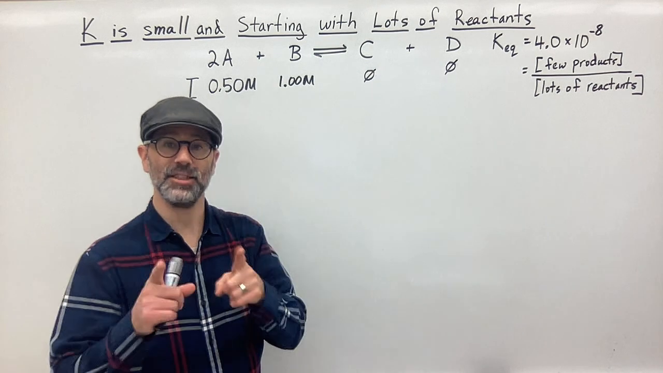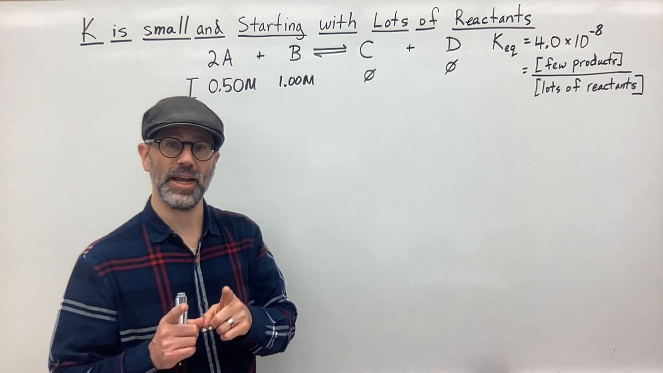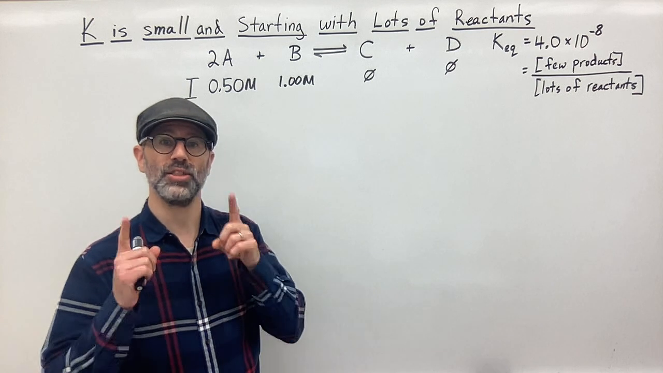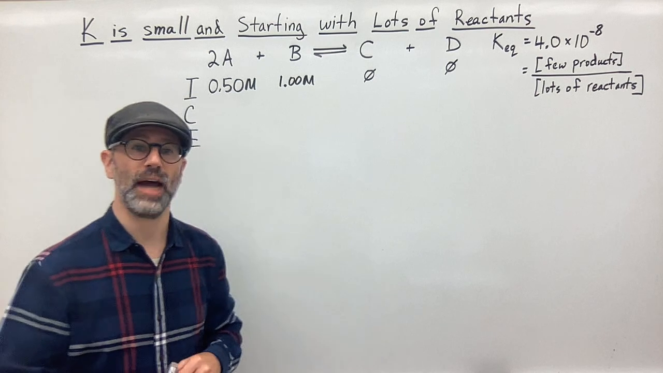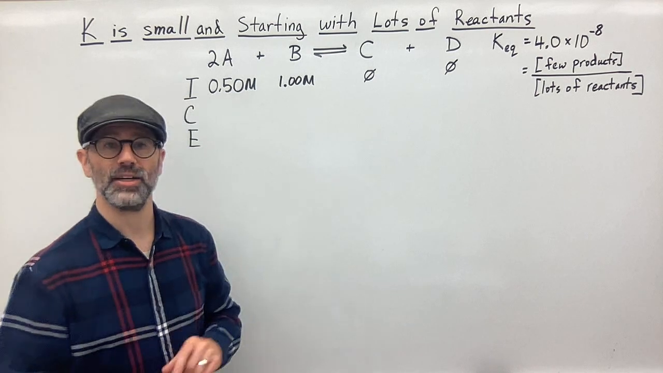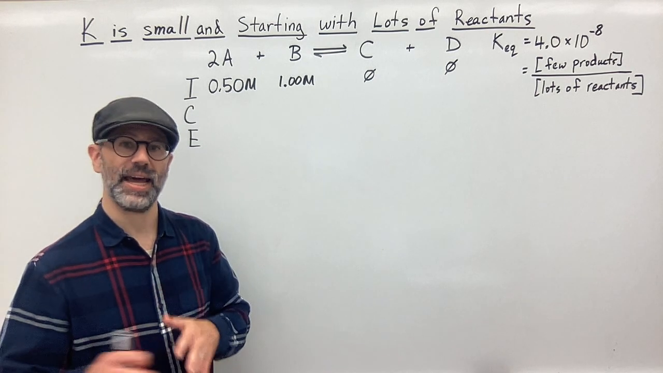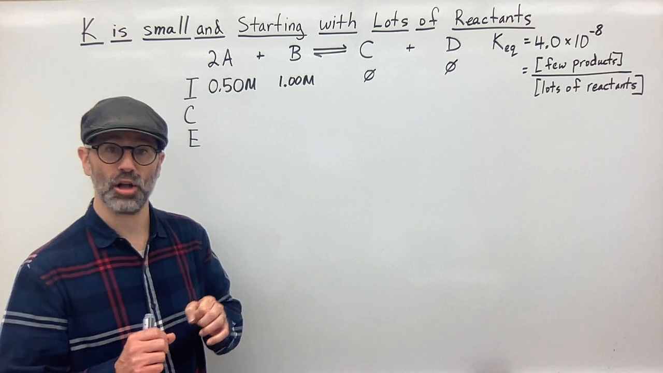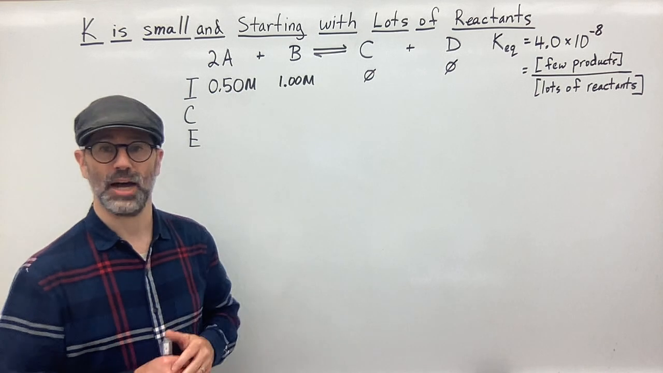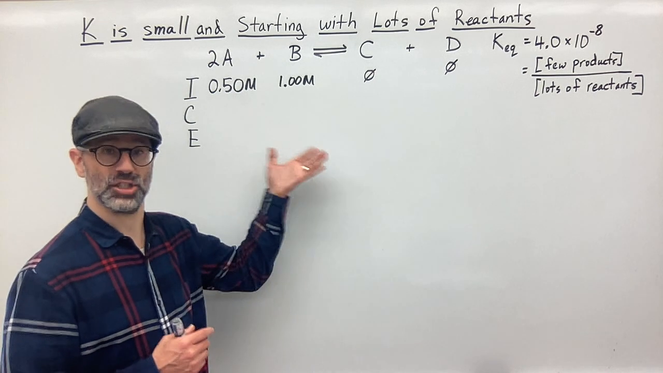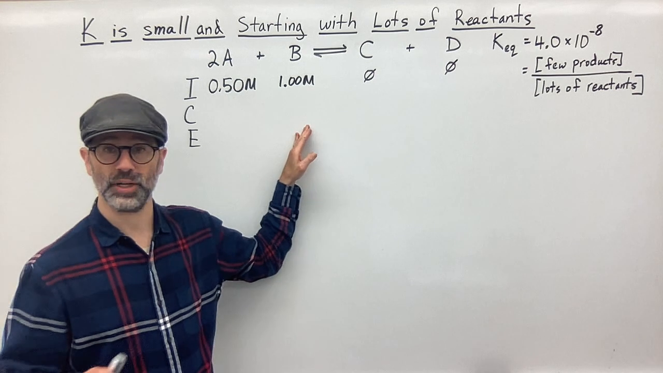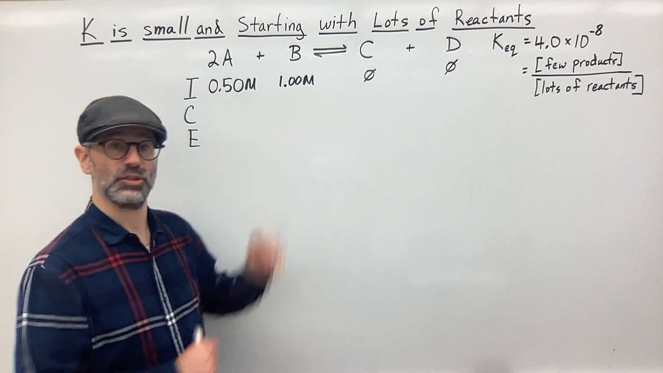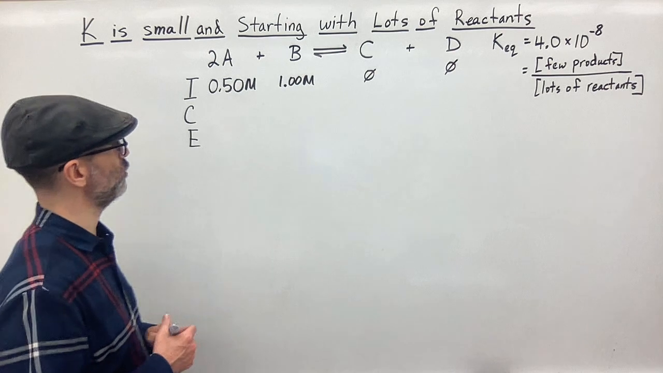And in that situation, if I have a reaction that is shifting towards the non-favored side, I can go ahead and do an ICE table, and then I can neglect x and do my x is small approximation and do my calculations that way. So I know I can just go ahead and do an ICE table here. I don't have to do stoichiometry first. I can just do my ICE table. So let's go ahead and do that.